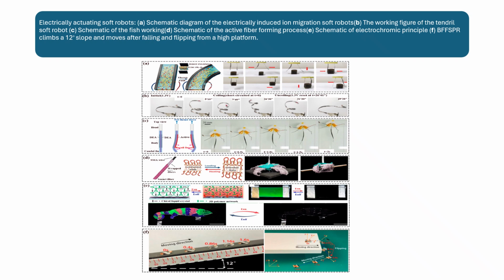Next, in the B part, we have tendrils of robot. Then I told you about the fish working. In D part, you can see the active fiber forming process. In the next part, you can see the electrochromic principle. And in the last part, you can see the pre-FF-SPR climbs a 12-degree slope and moves or falls from a high platform. Clear? I hope you understood it.